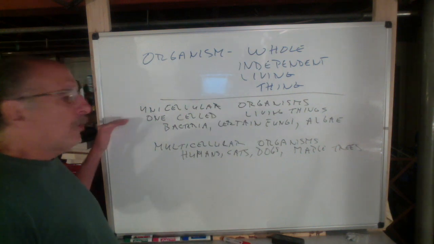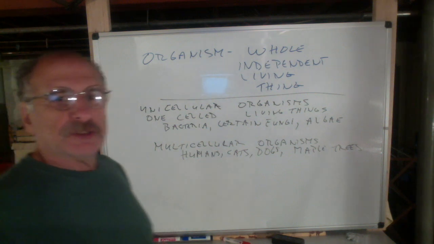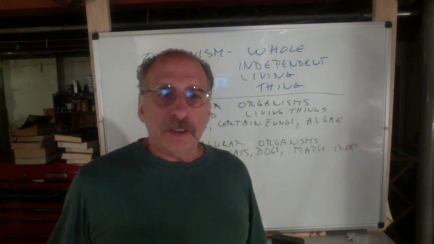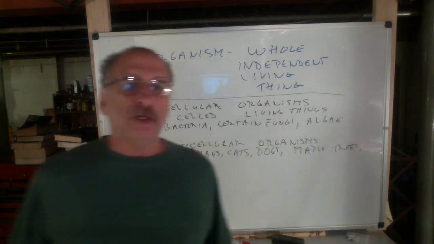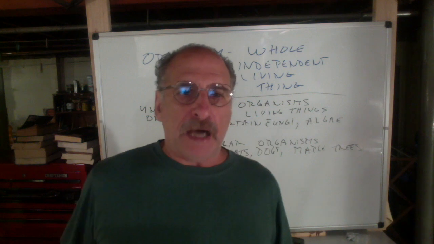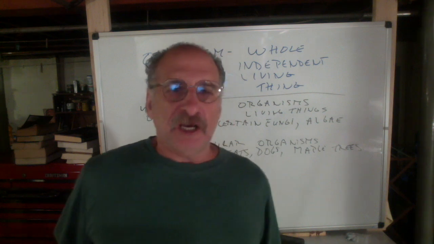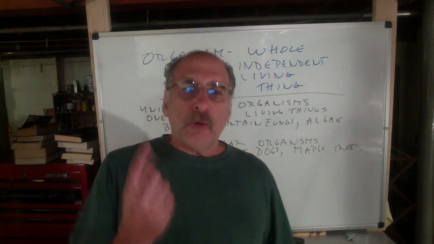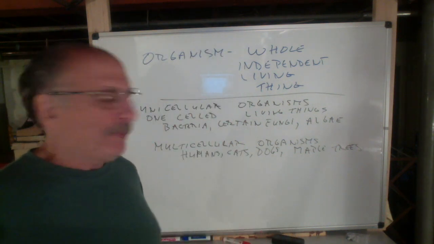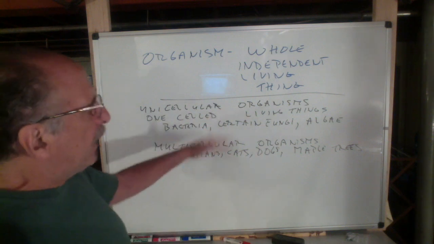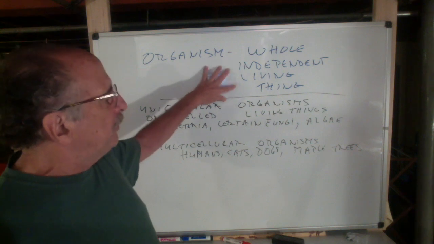Now, both categories are considered to be organisms because they're the whole thing. A single bacterial cell is a whole bacterium. A single algal cell, one cell of algae, if it's a kind of algae that's unicellular, one cell would be the whole thing. And being the whole thing, it could live independently. So both categories are organisms, and it's because the definition for organism is an independent living thing.